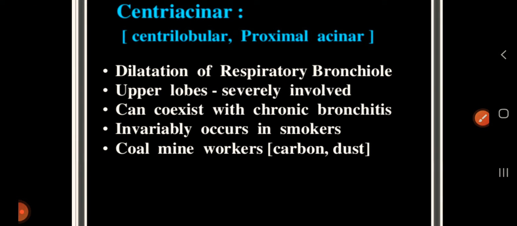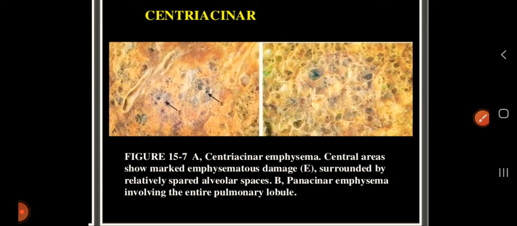So here is the description of the centriacinar or centrilobular or proximal acinar emphysema. In this, dilatation of the respiratory bronchioles takes place. Upper lobes and the apical segments are more commonly involved. It can coexist with chronic bronchitis. A patient having chronic bronchitis has an increased risk of developing centriacinar, centrilobular or proximal acinar emphysema. It also takes place in smokers and coal mine workers. Here is a picture of the centriacinar emphysema.